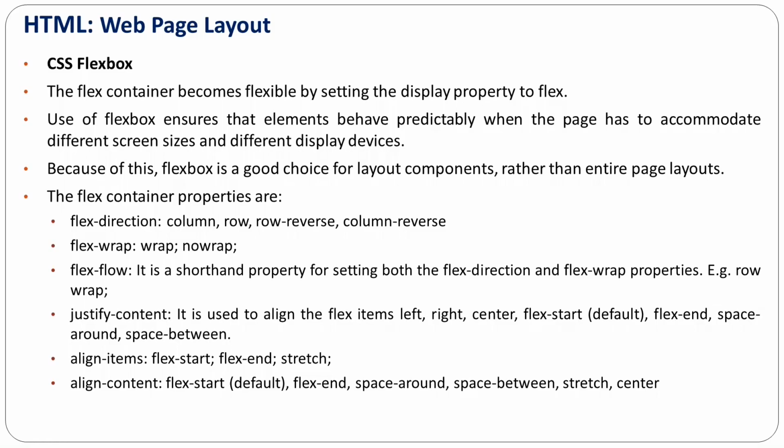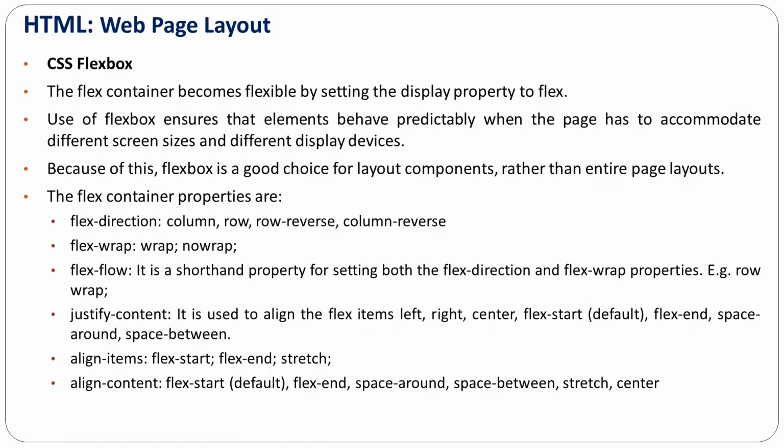The flex container properties include flex direction, which may be row, column, row reverse, column reverse. Flex wrap property has a value like wrap or nowrap. Flex flow property has a value like row wrap. Generally, flex flow is a shorthand property for both the previously discussed properties, flex direction and flex wrap. So we can write it in a single property, that is row wrap.